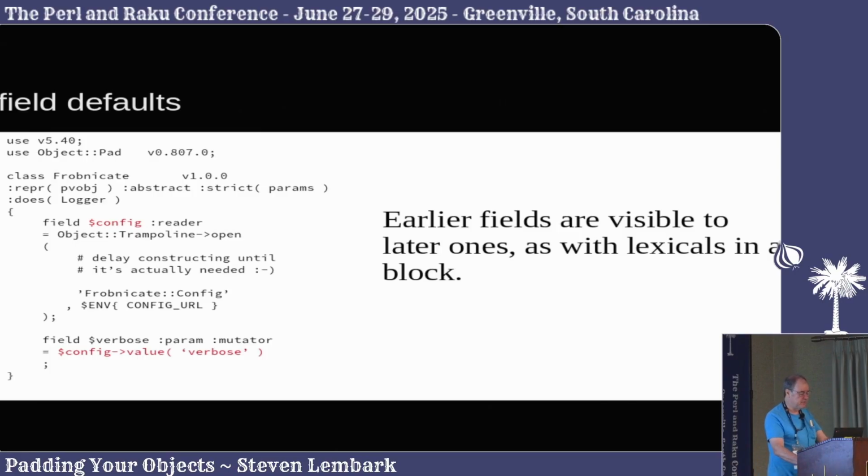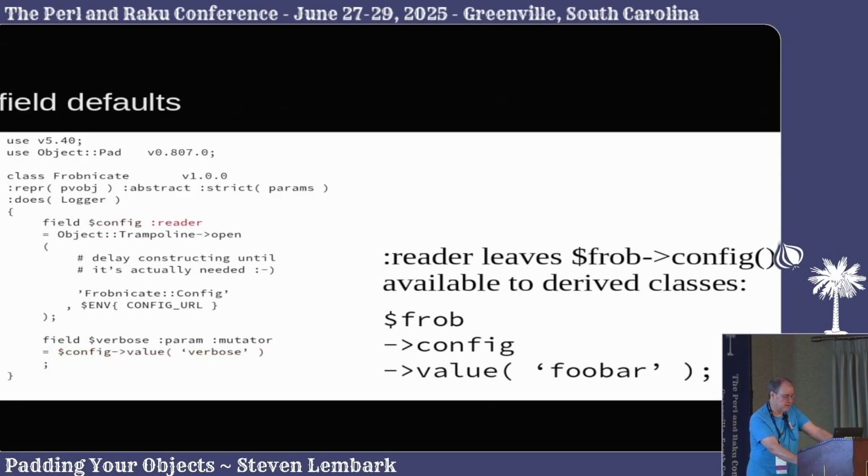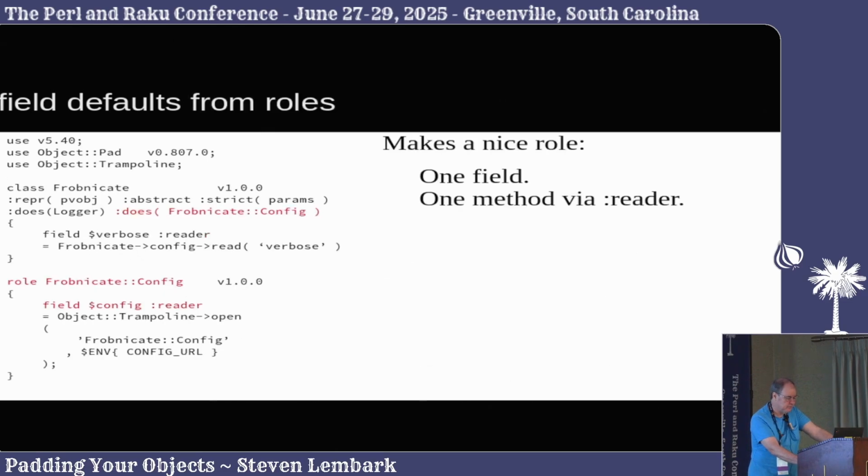So if I have my $config up here as a field, down where verbose is defined, I can see $config. So again, these behave like lexical variables. If you've got a stack of lexicals, you can assign one, define more from it. This is really nice for doing a lot of things to initialize non-parameter fields from parameters. The param to config to value, that works.